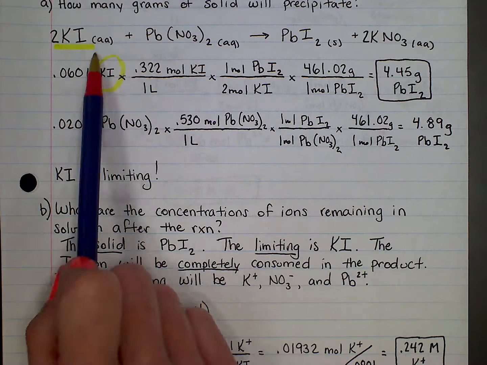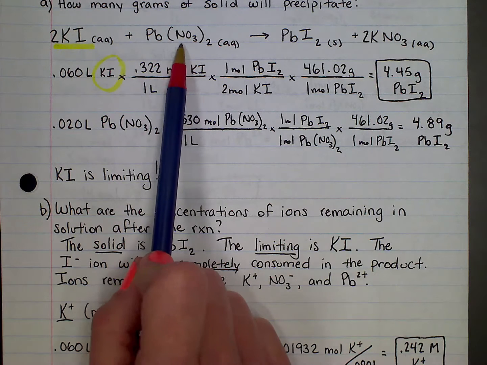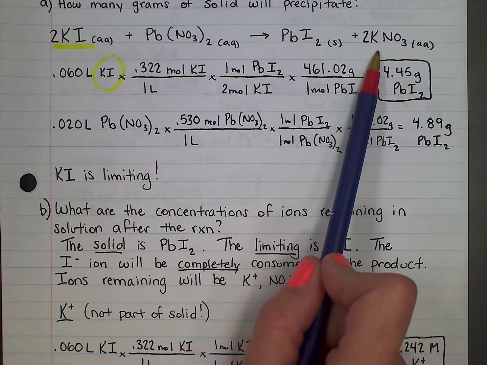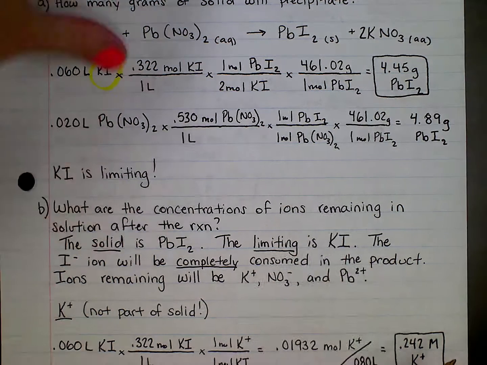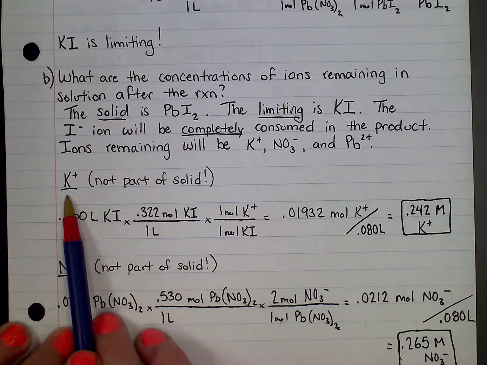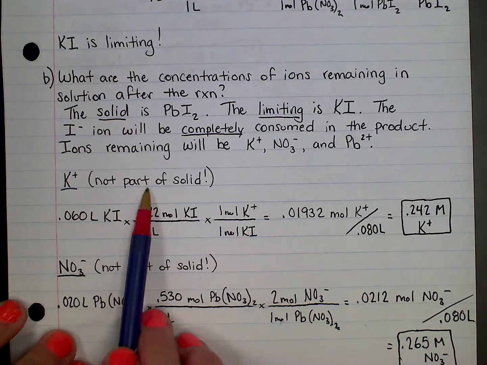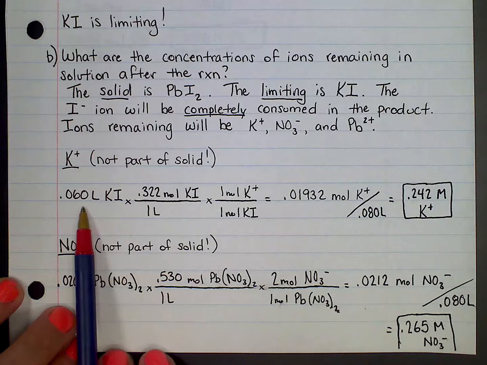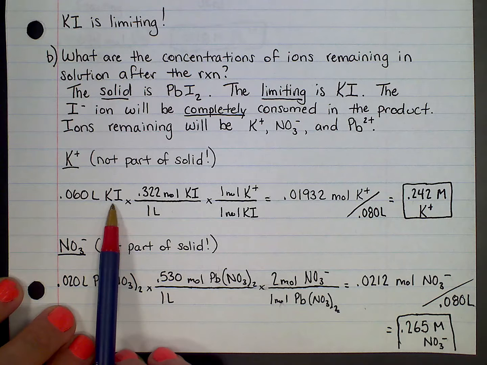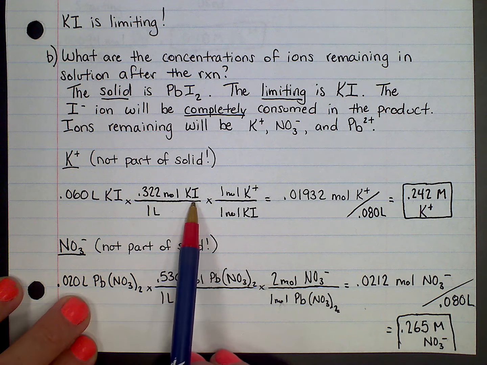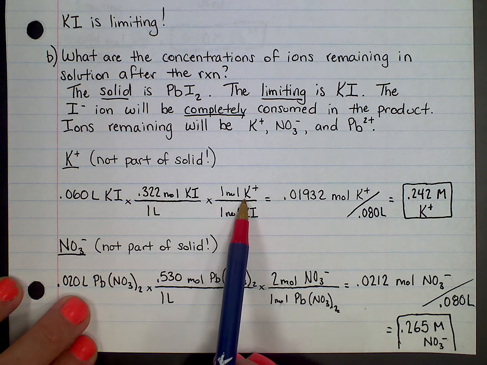And if you notice, both of these starting amounts were aqueous, so essentially they're doing nothing in solution, and so those will be pretty easy to figure out. So I like to do the easy ones first. To figure out the K+ concentration, again, this is not going to be part of the solid, so what you want to do is start with the given volume of the solution containing the potassium, so this one here, multiply by the molarity, and then if you've got 1 mole of the KI, that you also have 1 mole of the K+ ion.